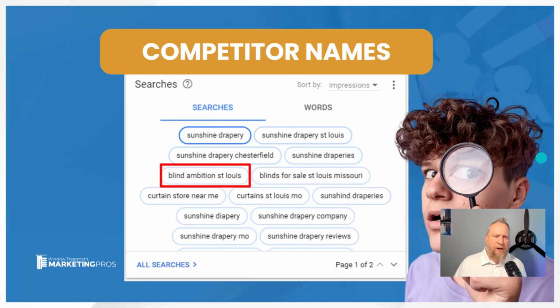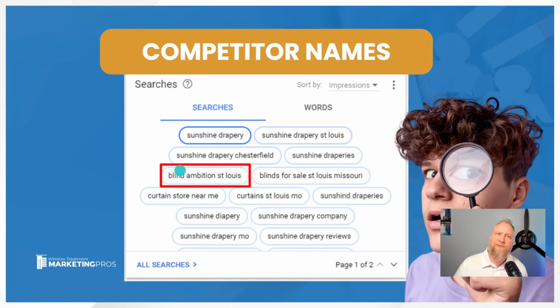Competitor names. We actually have a policy at my business where we will not run ads for our clients on their competitors' names. The big reason for this is that for 99% of the leads that come from this, they'll call. This is an example of Sunshine Drapery in Missouri. Some of the other searches that Google said you should probably run ads for. One of those is Blind Ambition St. Louis, which is a competitor of theirs. If we were to run ads for this and somebody calls and they answer "Sunshine Drapery," the customer is probably going to say, "Oh, I thought I was calling Blind Ambition," and it's not going to turn into a lead.